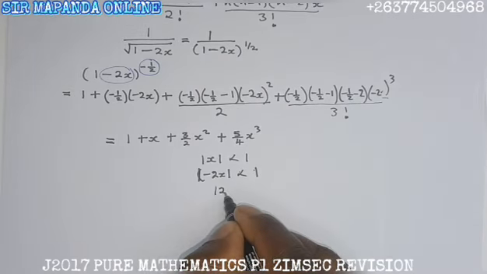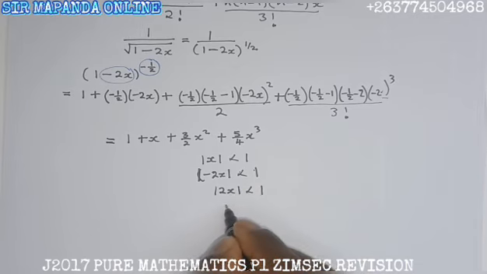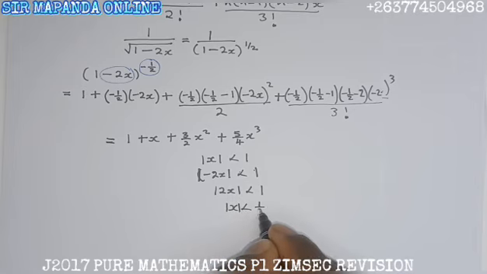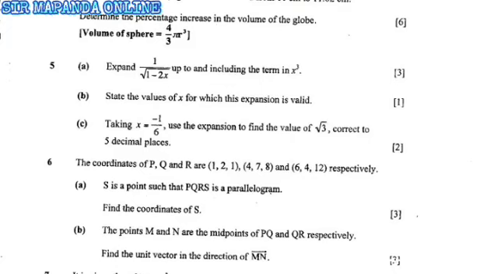But remember, a negative number inside the modulus disappears. So you have 2x in modulus less than 1, so modulus of x is less than half. So your final answer is minus half less than x less than half. So this is the validity.